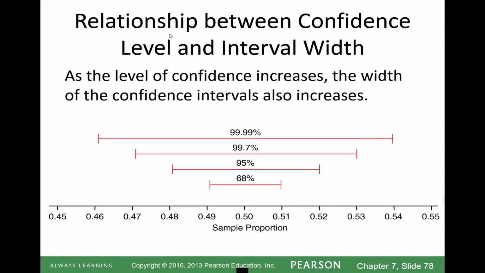So now you can see the relationship between confidence level and interval width. As the level of confidence increases, the width of the confidence interval also increases. So the more confidence you have, the bigger interval you're going to have. A larger interval is like a bucket, it's going to catch more, so the chances of getting it right are much larger. So 80% would have a smaller interval than, let's say, a 95%.